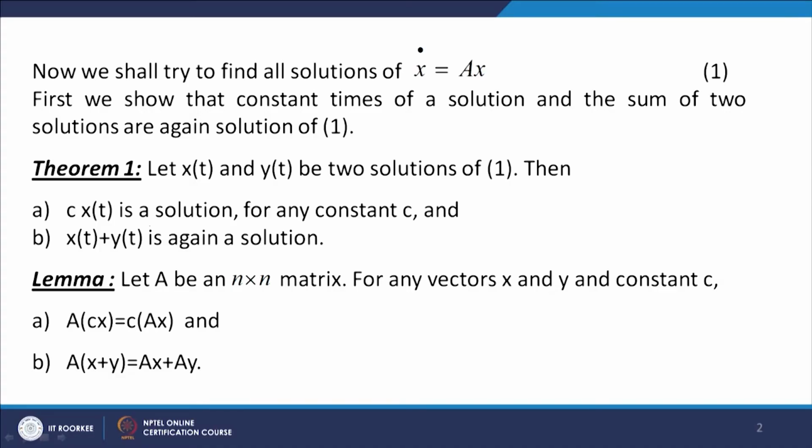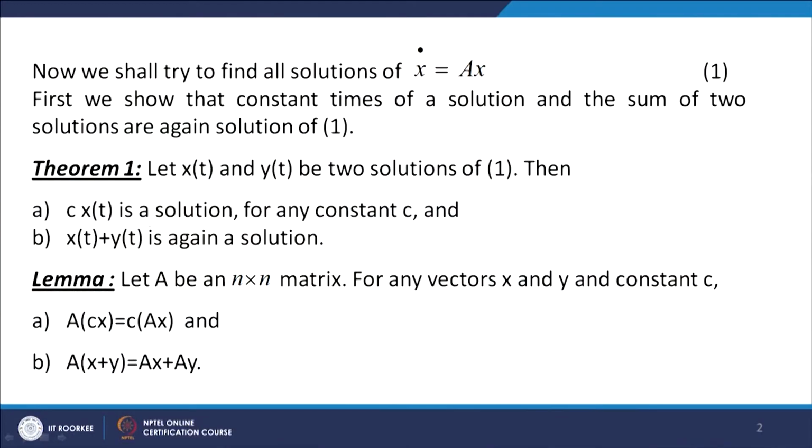Now, first we show that a constant multiple of a solution and the sum of two solutions are again solutions of this homogeneous system 1. Let x(t) and y(t) be any two solutions of the homogeneous system 1. First we show that c x(t) is a solution for any constant c, and second, x(t) plus y(t) is again a solution.